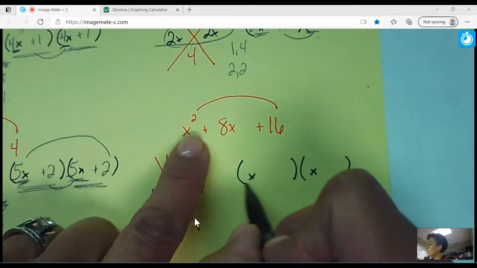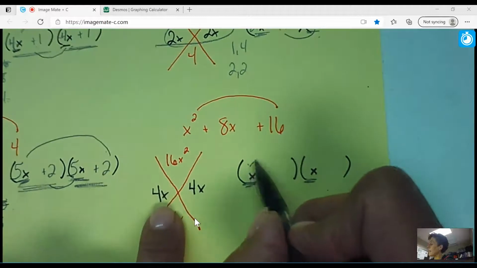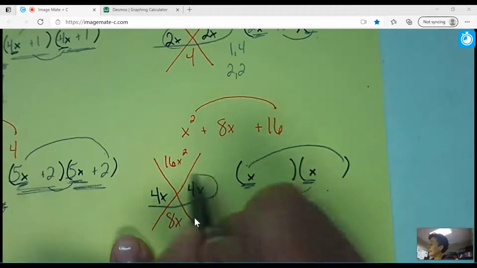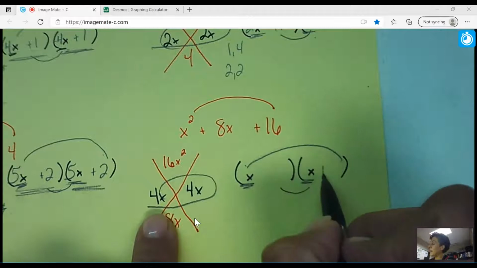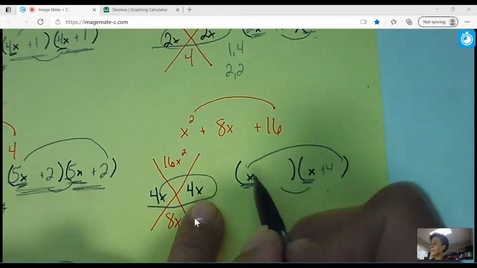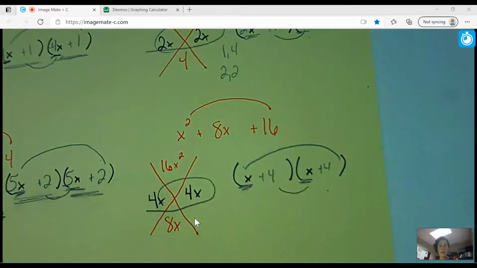So we already have the x squared from x and x, so if I make the face, to get these side numbers, it's going to be an x times a positive 4 to make this 4x, and an x times another positive 4 to make that 4x.